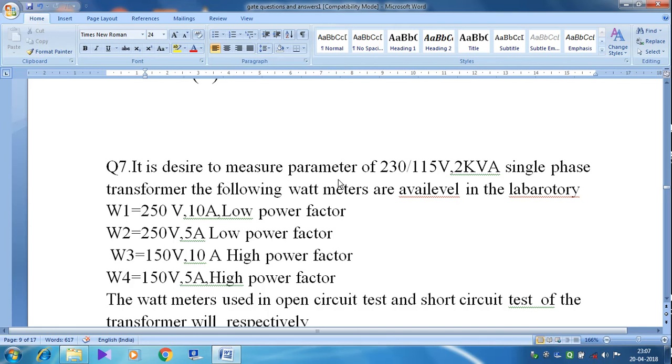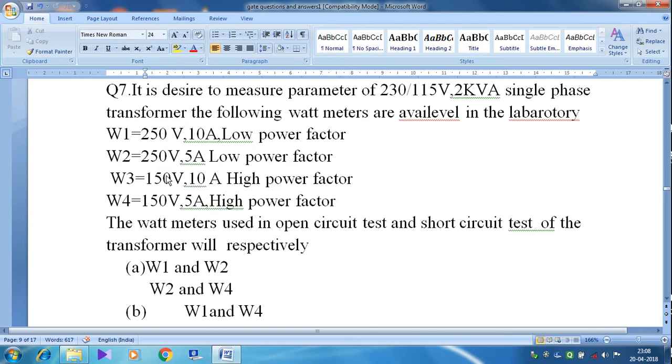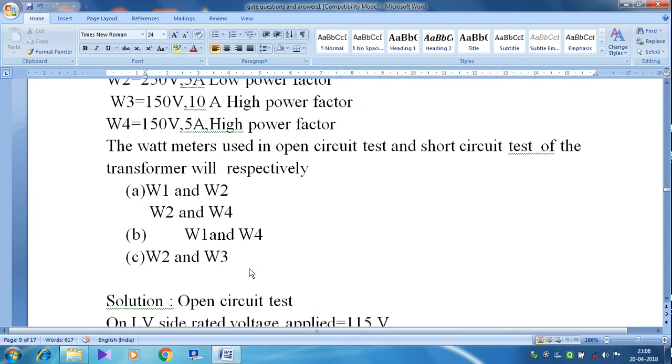It is desired to measure the parameters of a 230 by 115 volt, 2.5 kVA single phase transformer. The following wattmeters are available in the laboratory: W1 is this, W2 is this, W3. The wattmeters used in open circuit and short circuit test of the transformer respectively.